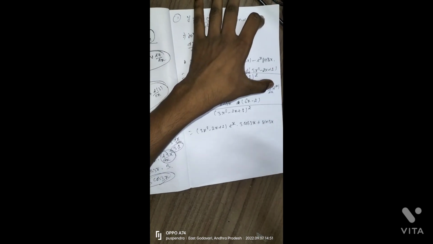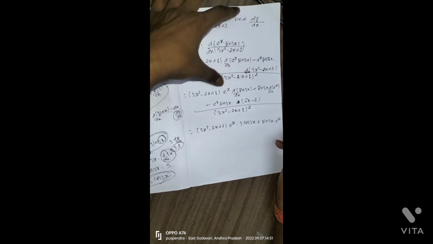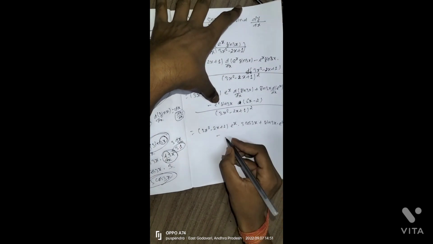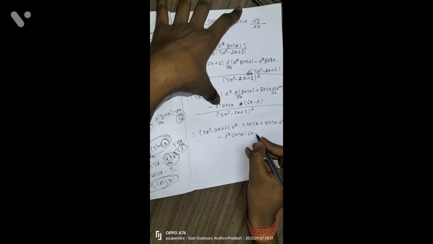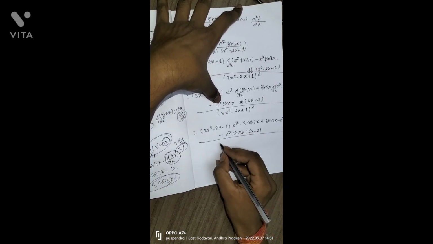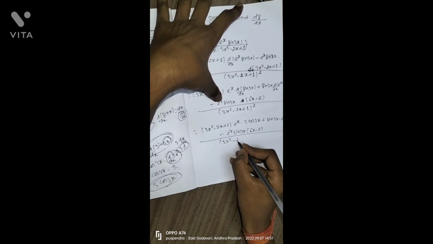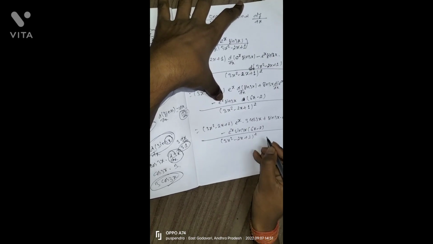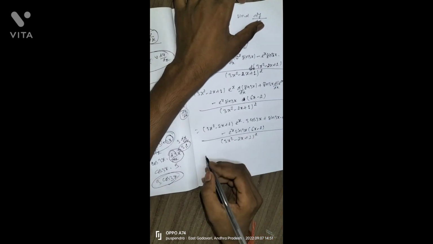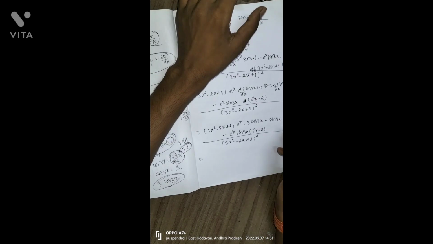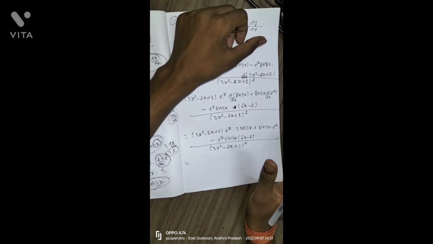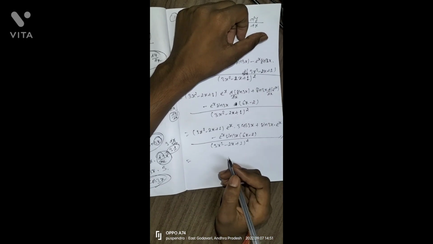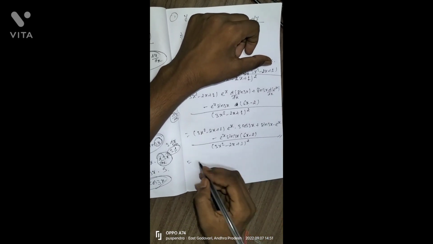What will be the formula? e to the power x minus e to the power x sin 3x times 6x minus 2 upon 3x square minus 2x plus 1 whole square. Now rearrange this thing, that is our answer. If you will not rearrange, then this will also be an answer. If you rearrange, then it will be better.